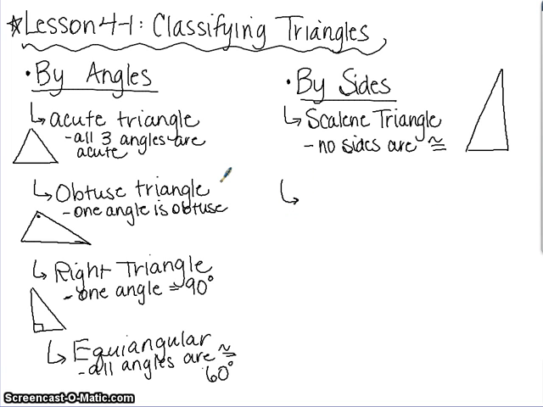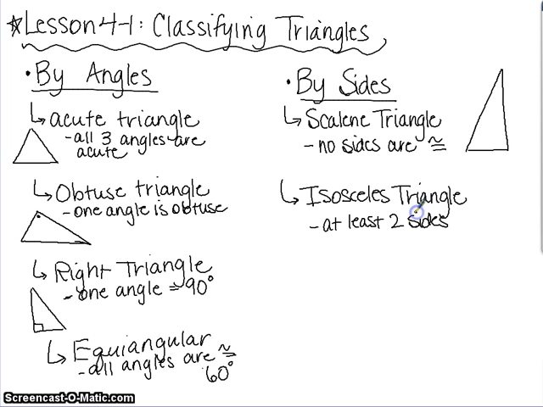All right, the next one is isosceles. And an isosceles triangle means that at least two sides are congruent. Okay, at least two sides are congruent. So isosceles maybe looks something like this. So I'll mark the two congruent sides. Okay.